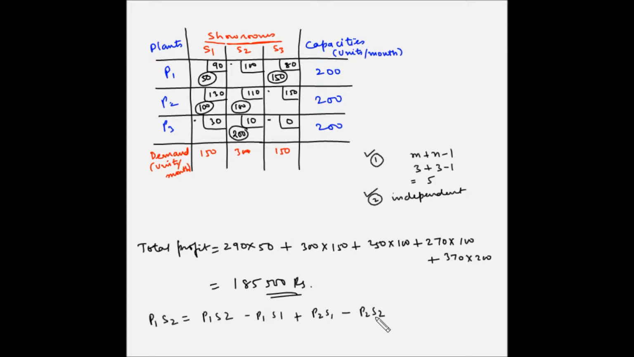Now the next step is to calculate the net cost change for the path. Now the net cost change is obtained by summing up the unit cost of each cell. So P1S2 has a unit cost of 100 minus P1S1 is 90 plus P2S1 is 130 minus P2S2 is 110. So 100 minus 90 is 10, 10 plus 130 is 140 and 140 minus 110 is 30.